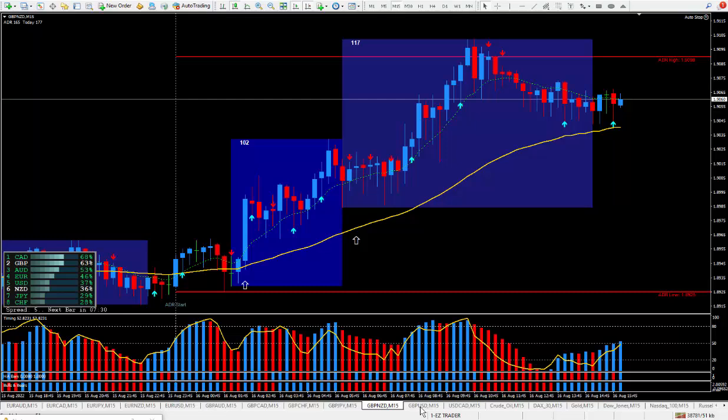Pound dollar is $10 a pip, like gold and oil and Russell. And then all the other pound pairs are less than $10. You can check with your broker if you want to know exactly what it pays out if you did one standard lot.